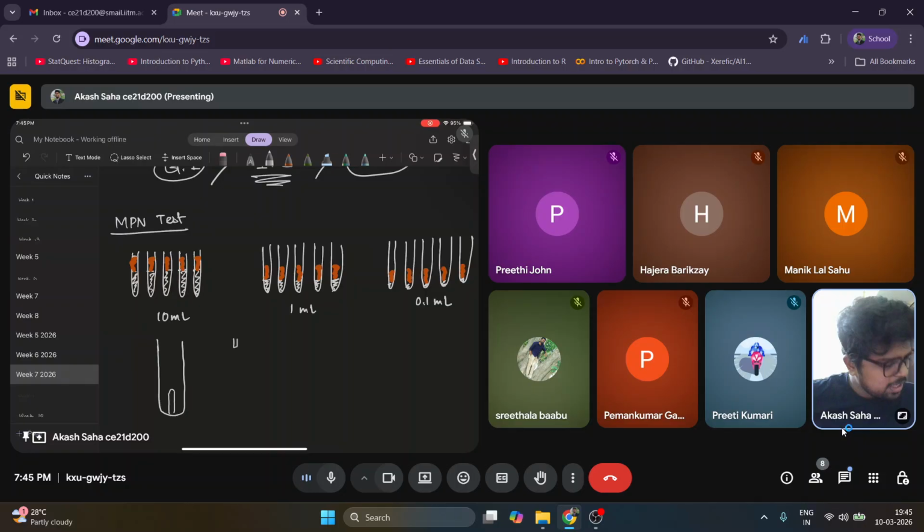Now we will do the incubation for 1 day, 2 days, 3 days, whatever. Due to the presence of microbes, if microbes are present in the system, what will happen? Some gas will be formed and collected in the Durham tube, which you can see. So if gas is formed, then we will say that it is a positive tube.